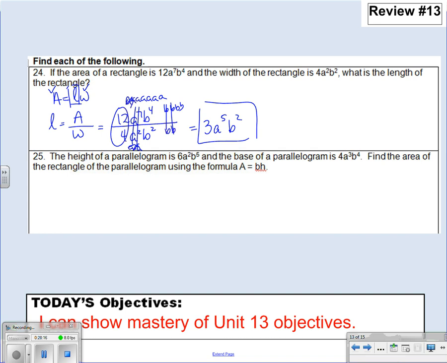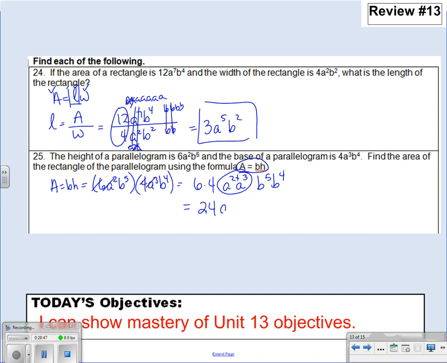Now we have the height of a parallelogram is given and the base. We want to find the area. They're giving you the formula for area is base times the height. This is a multiplication problem. So 6a squared b to the 5th, and then our base is 4a cubed b to the 4th. Put our numbers together, 6 times 4. Put our variables together, a cubed and a squared. And put our b's together, b to the 5th and b to the 4th. 6 times 4 is 24. We're going to add the exponents for the a's, get a to the 5th. Add the exponents for the b's and get b to the 9th.